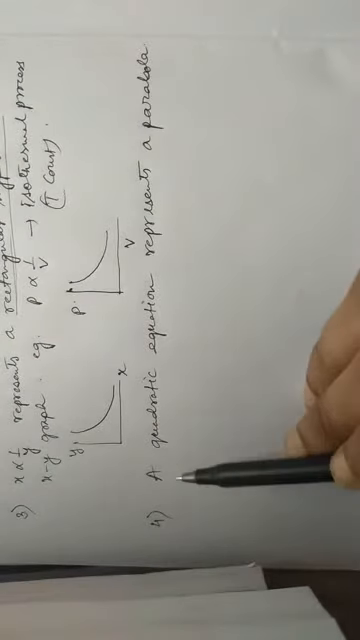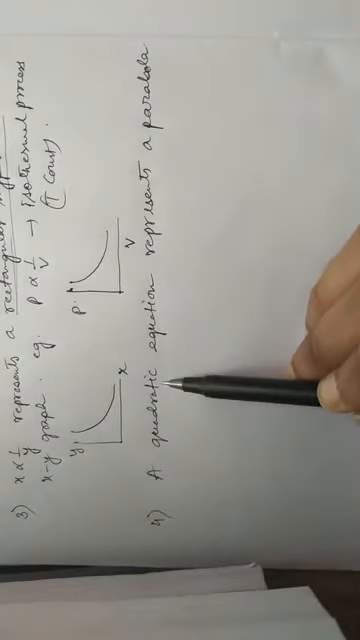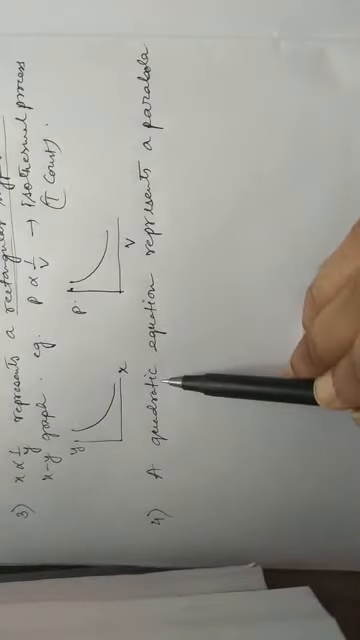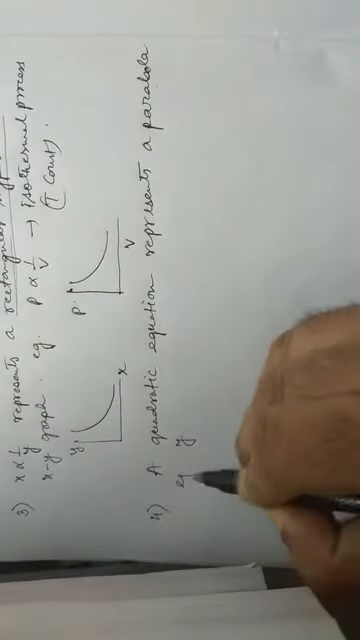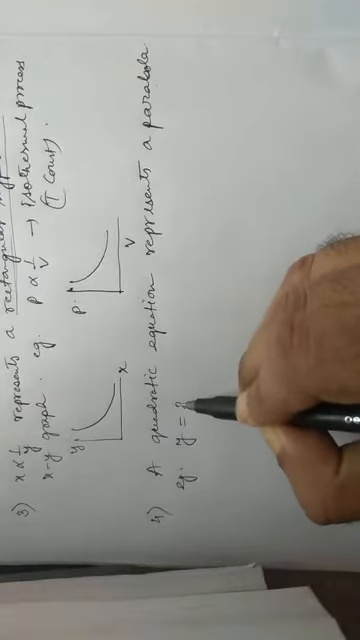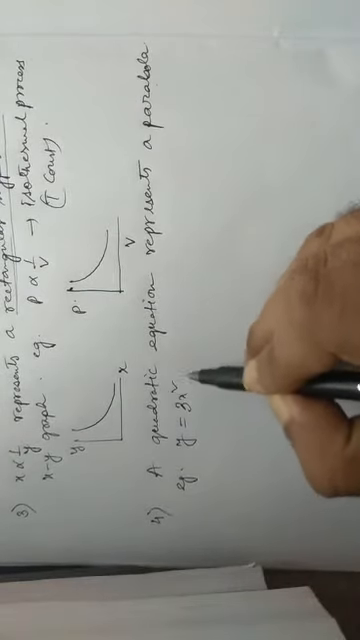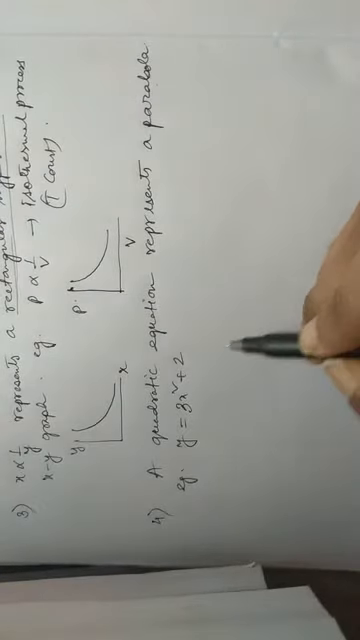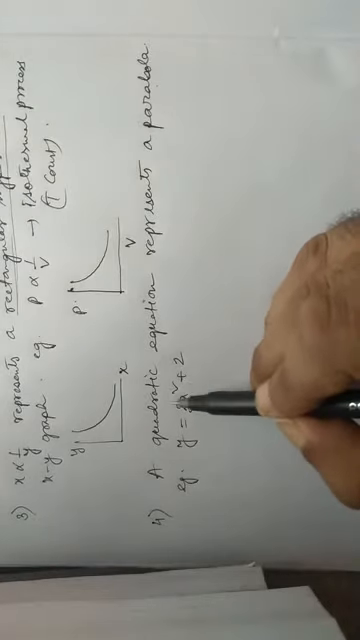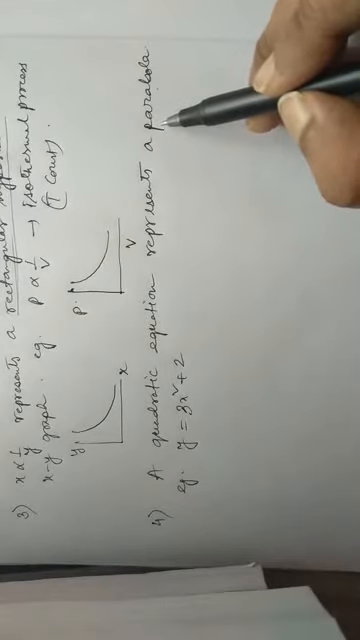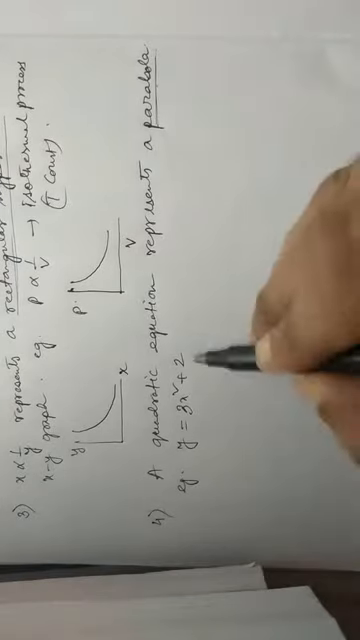Now the fourth point, a quadratic equation. We all know what a quadratic equation is. It represents a parabola. For example, if we take the equation as y is equal to, suppose, 3x square plus 2. This is a quadratic equation because the power of x here is 2. In this form of equation, the shape of the graph should be a parabola.